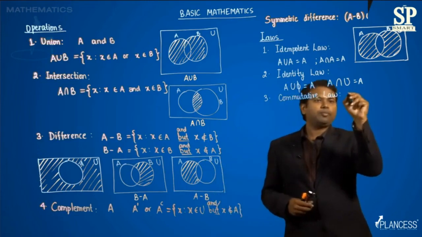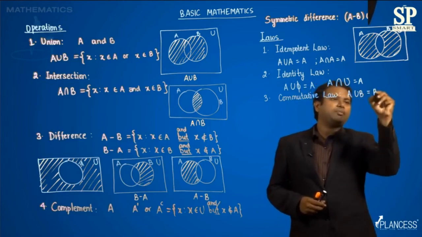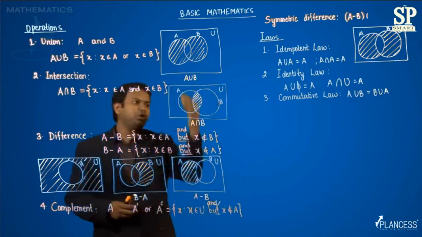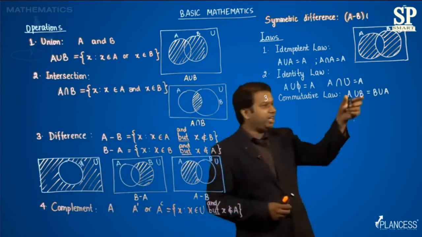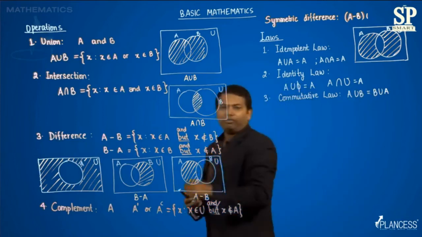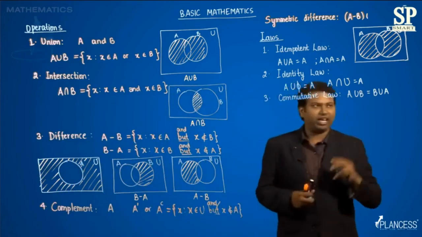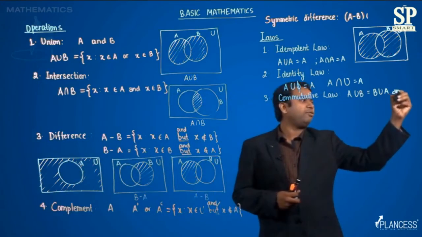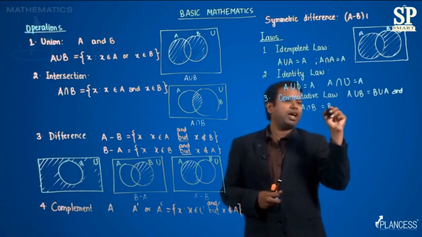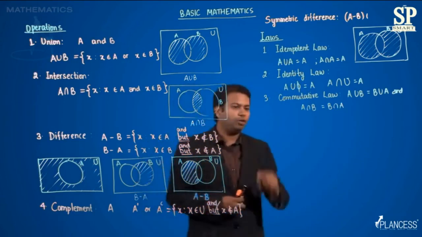According to this law, A union B is same as B union A. Now you can verify all these laws using Venn diagram. Try and make a diagram for A union B, try and make a diagram for B union A, and you will find that both of them are referring to the same part of the diagram. And we also have A intersection B is same as B intersection A. So this is about the commutative law.